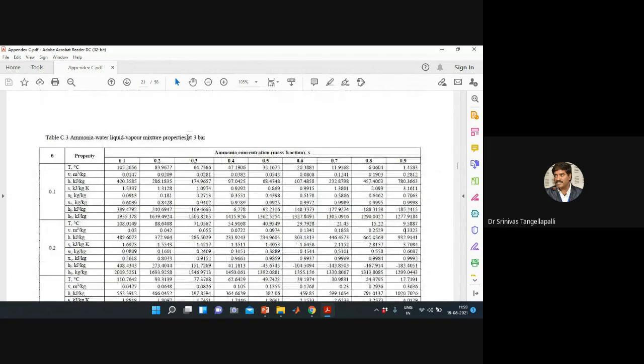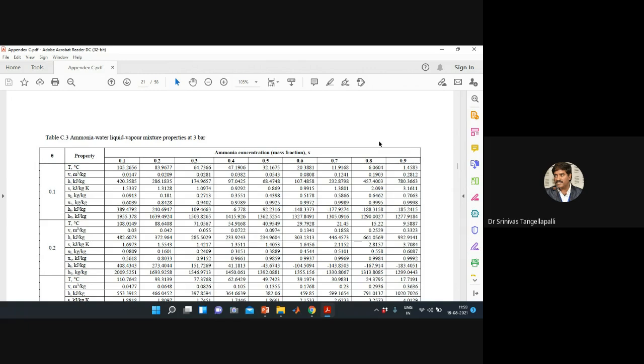Okay, first let me take the example of 3 bar. With 3 bar, x is changing from 0.1 to 0.9, and we excluded x is equal to 0 and x is equal to 1 because those properties are already covered in the earlier tables, that means the liquid tables as well as the vapor tables. Between x is equal to 0 and x is equal to 1, the liquid vapor mixture has been given.